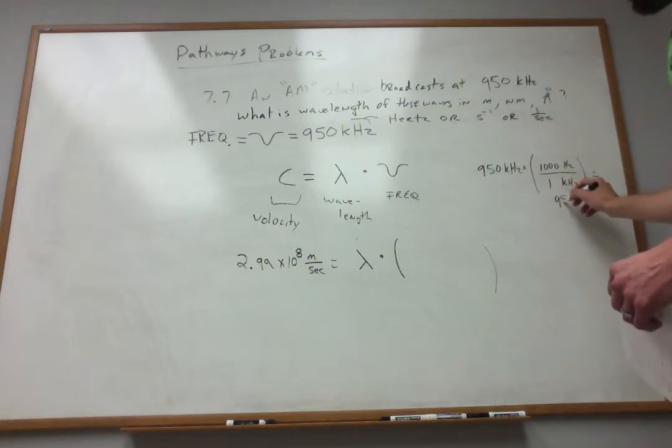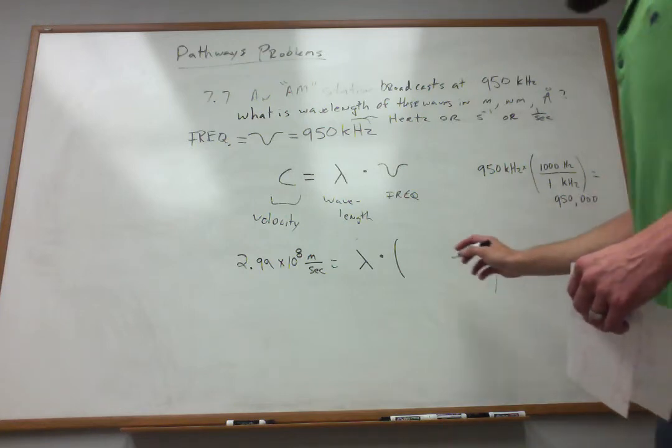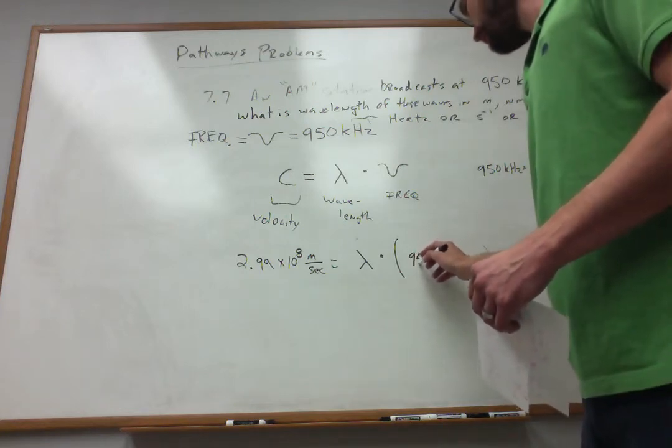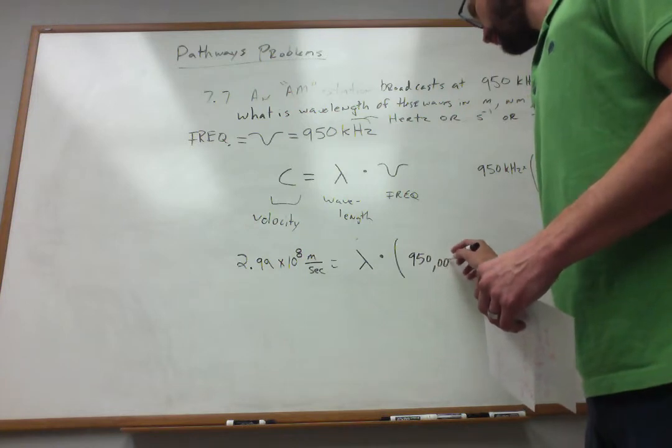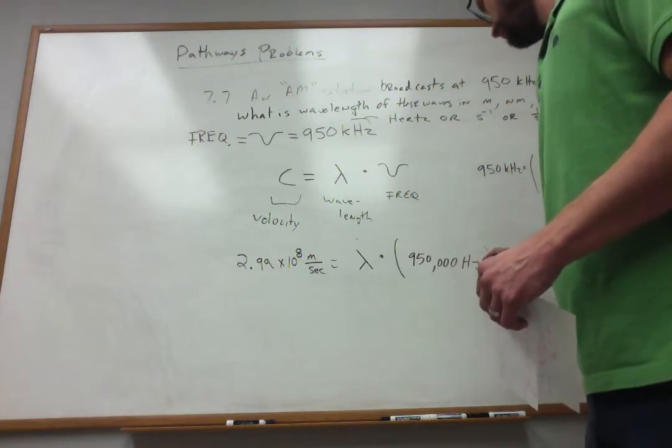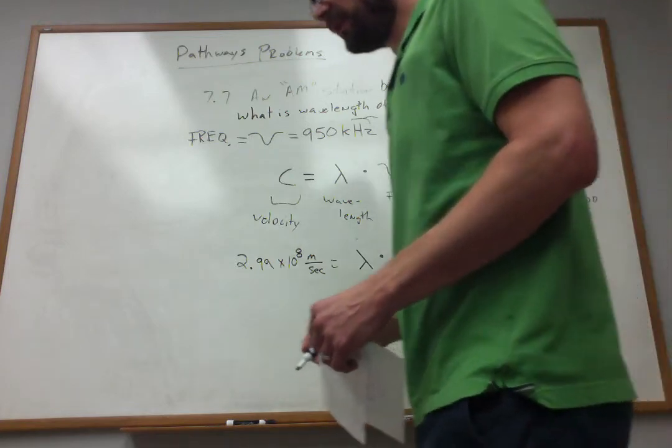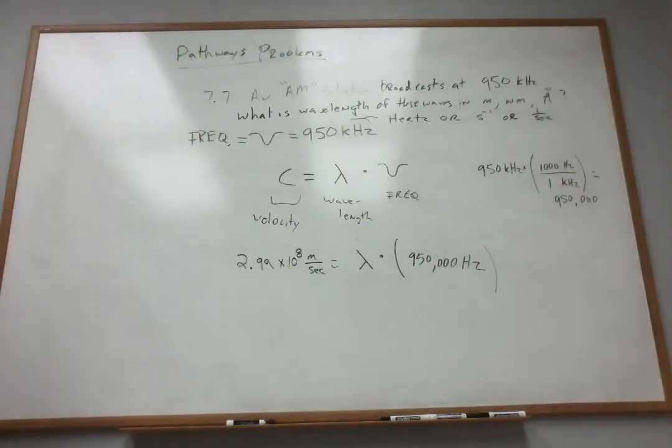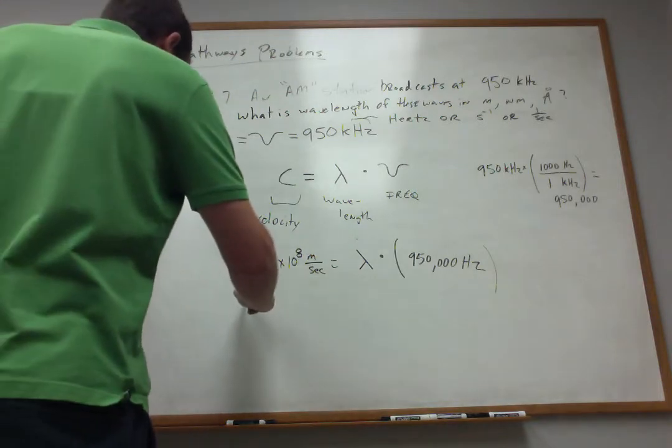So clearly, I multiply my 950 by 1,000, and as a consequence, I'm dealing with a wave that's 950,000 cycles per second, or 950,000 hertz. You could also tell someone 950 kilohertz. They all mean exactly the same thing, right? All right, so then we're off and running to solve for the wavelength.